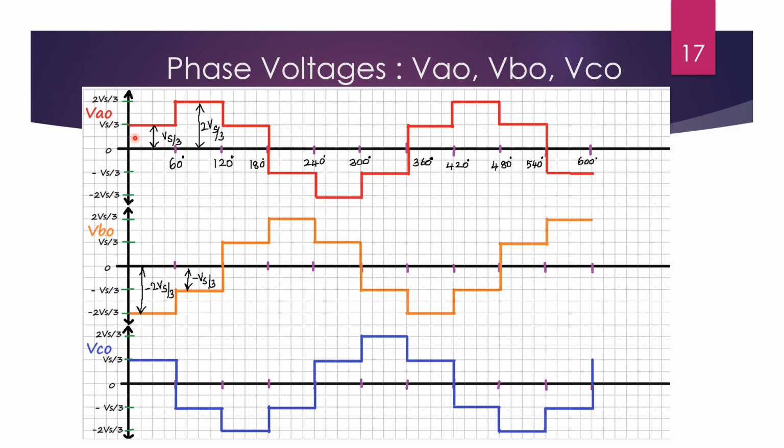So the phase voltages go this way. For step 1 it is Vs by 3, step 2 it is 2 Vs by 3, step 3 it is Vs by 3, step 4 it is minus Vs by 3, step 5 it is minus 2 Vs by 3, and step 6 it is minus Vs by 3. Then it goes to 0 again, and attains Vs by 3 for the next step. So it is just the sequence. This is one cycle and the cycle repeats. This is the same for VB0 and VC0.